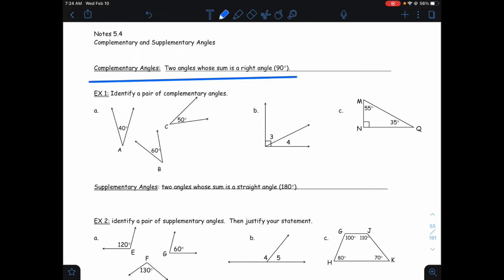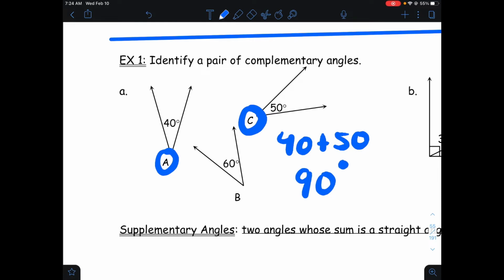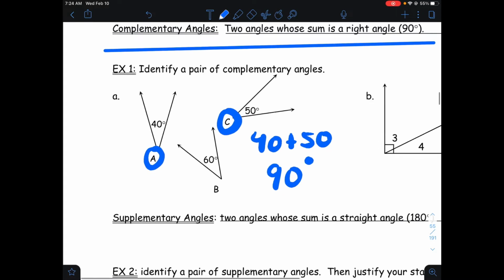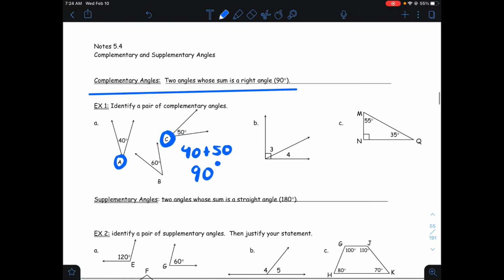So for example 1, it says identify a pair of complementary angles. So what you're doing is you're looking for two angles that are going to add to give you 90. I'm looking here, and it looks like angle A and angle C are going to give me 90 because 40 plus 50 would give me 90 degrees. So for A, my two complementary angles are A and C.